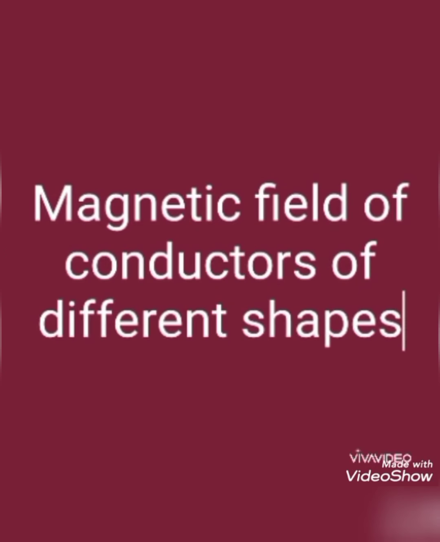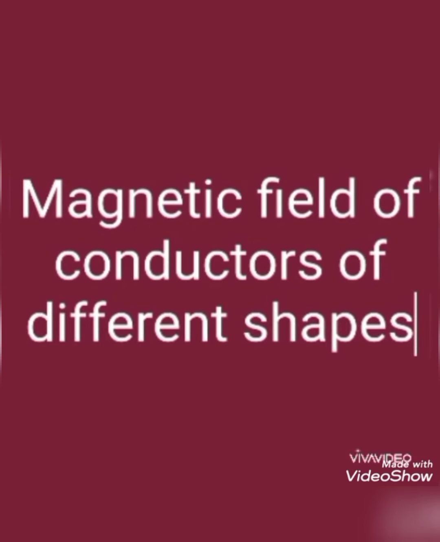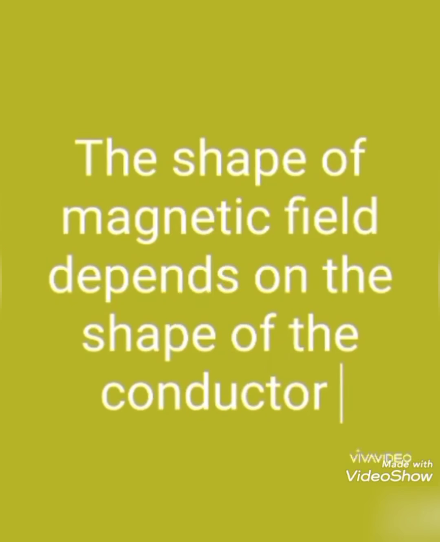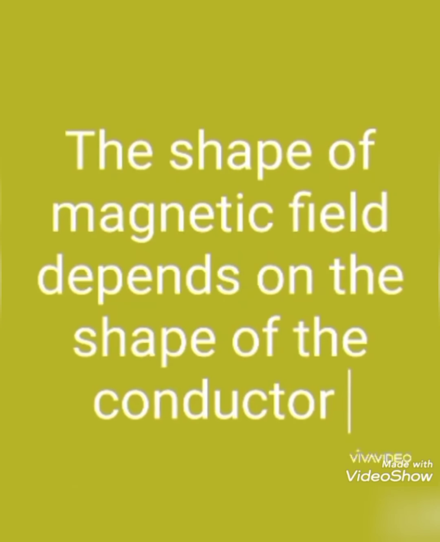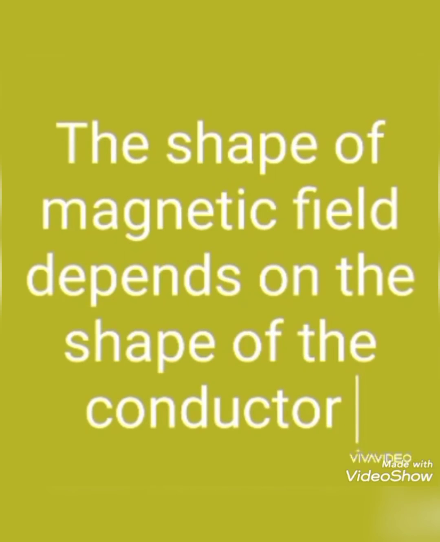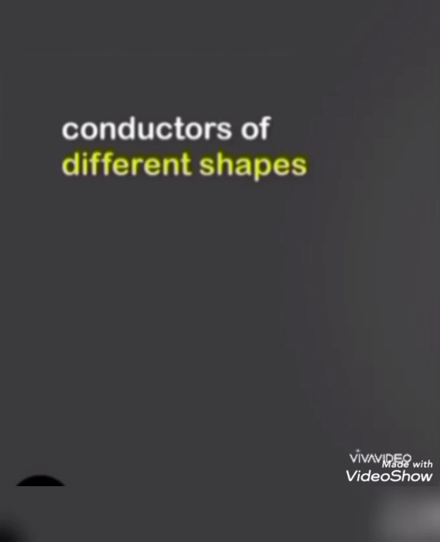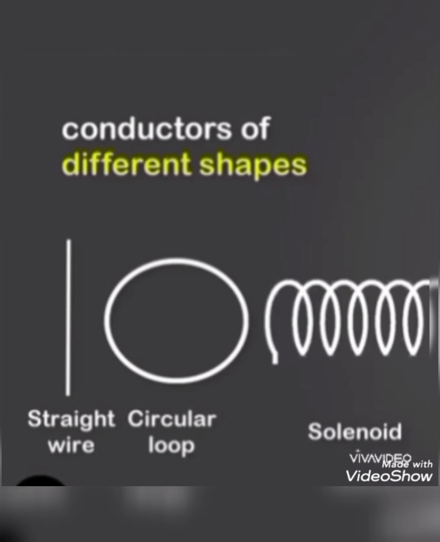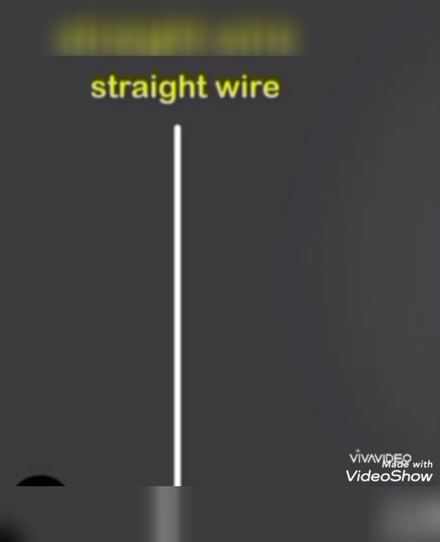Hope you understand this. Here we are discussing the magnetic field of conductors of different shapes. The shape of the magnetic field depends upon the shape of the conductor. Let's see the different shapes of conductors. They are straight wire, circular loop, and finally the solenoid. First we already discussed the magnetic field of a straight wire, or the magnetic field of a current carrying conductor through a straight wire.